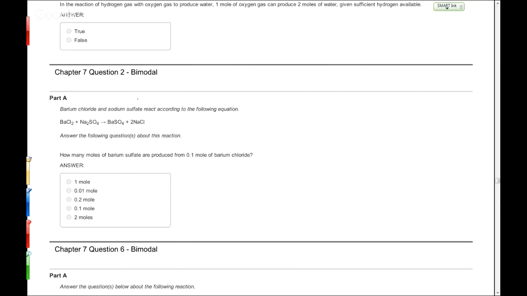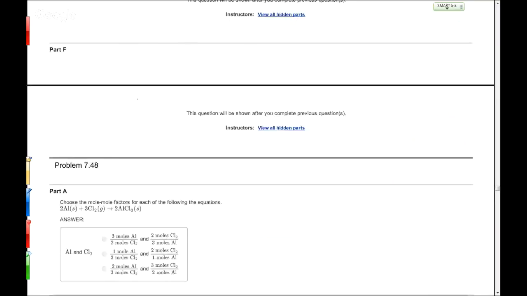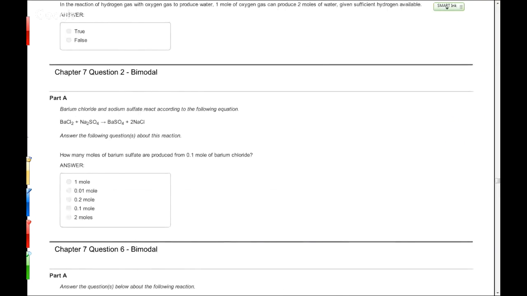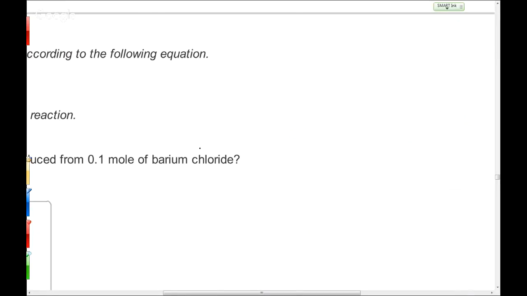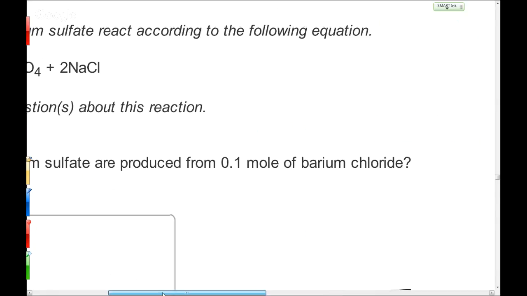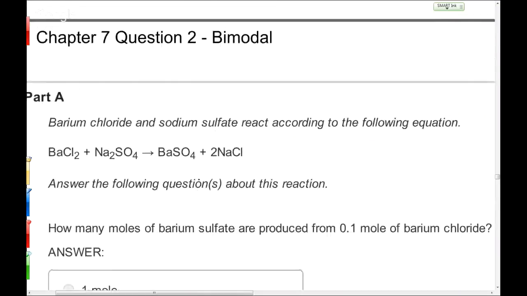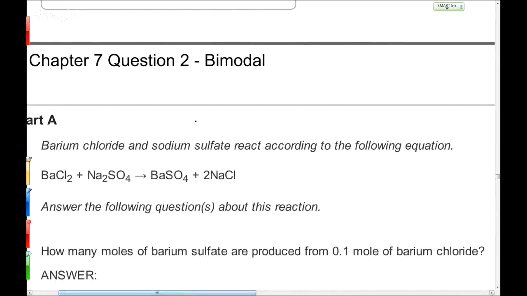Okay, one thing we haven't looked at as much, we've focused on the moles to grams and grams to all that kind of stuff. So let's look at this one. Barium chloride and sodium sulfate react according to the following equation. How many moles of barium sulfate are produced from 0.1 mole of barium chloride? So this equation is already balanced for you.